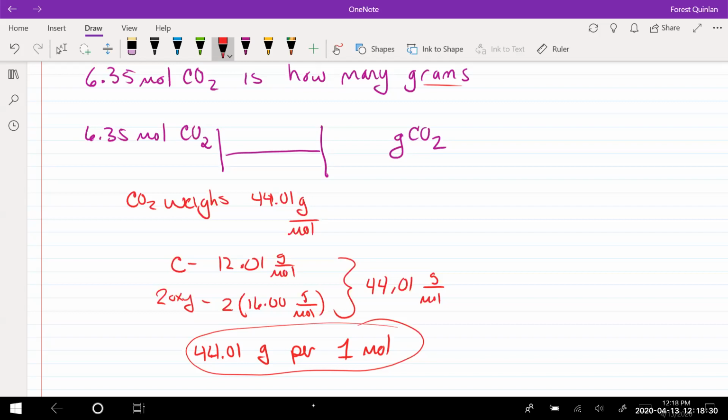Now, that being said, what we can do is put our 44.01 grams of carbon dioxide, because that's what we want anyway, and we're going to put that 1 mole of carbon dioxide on the bottom. That's convenient because the moles cancel. We're left with the grams like we want. And Meng will tell me that's somewhere in the realm of 240, 260 grams. 279.46 grams. So if I had almost 6.5 moles of carbon dioxide, it would weigh basically 280 grams.